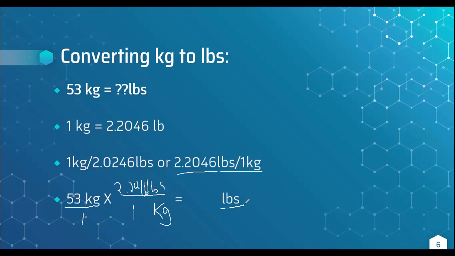2.2046. Okay. So when we do that, 53 times 2.2046, we get 117 pounds. And again, I'm going to make this 53.0 so we can have 3 sig figs there. Okay. So again, our kilos cancel and we're left with pounds.